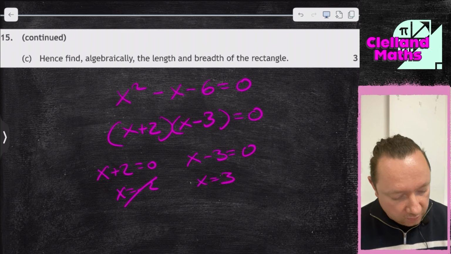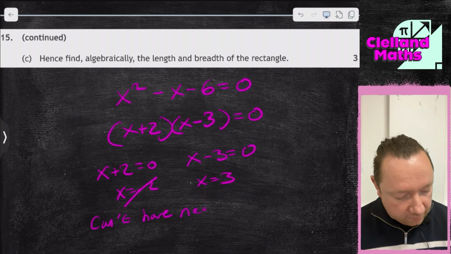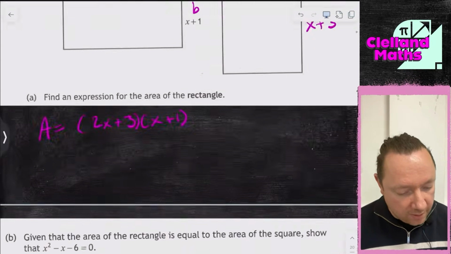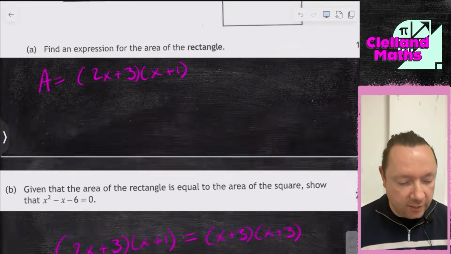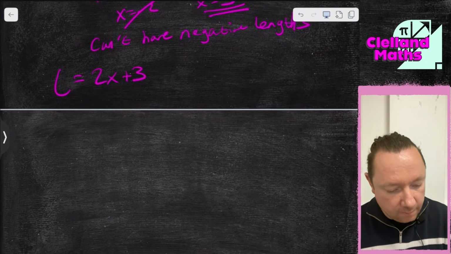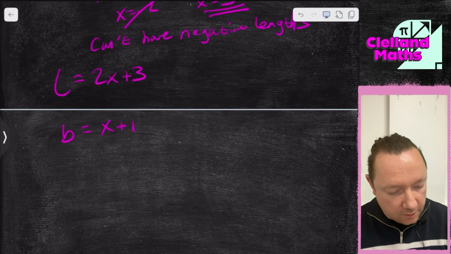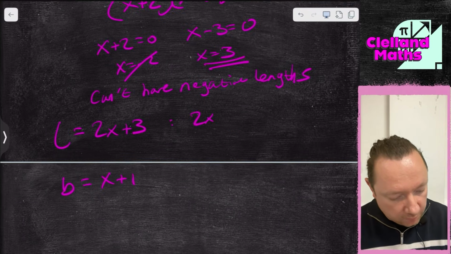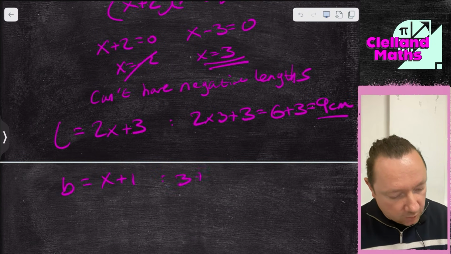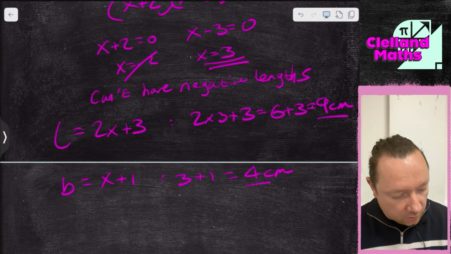But we can't have that because you can't have negative lengths. So we're going to use 3. So then we need to actually work it out. So way back up here, we've got length is 2x plus 3 and breadth is x plus 1. So we're using x equals 3. 2 times 3 plus 3, 6 plus 3, 9 centimetres. This one, 3 plus 1, 4 centimetres.